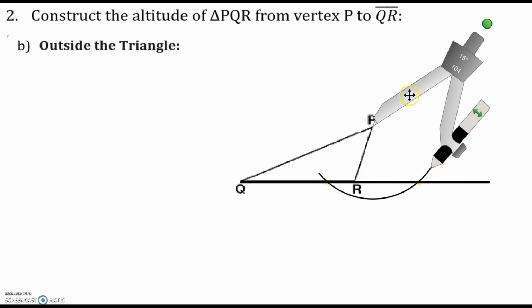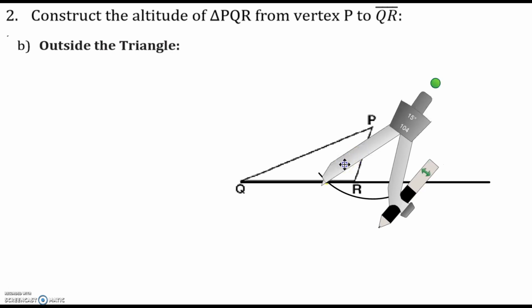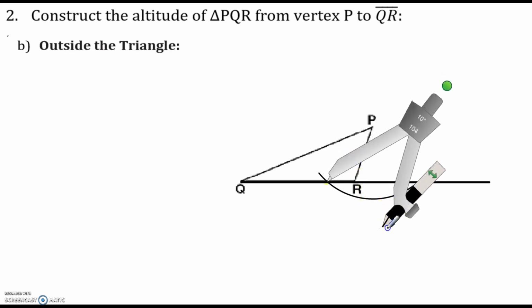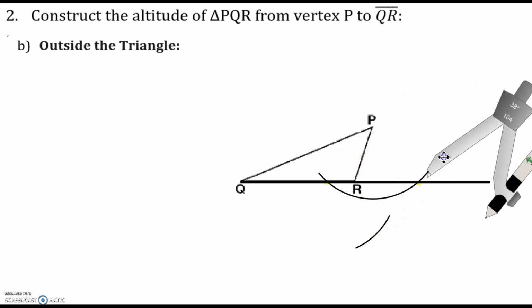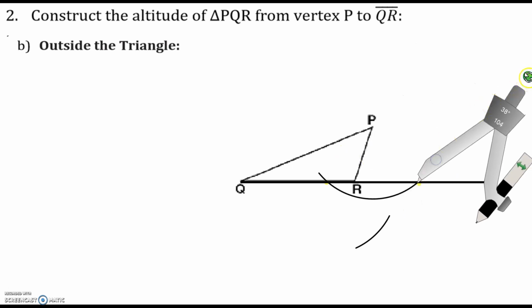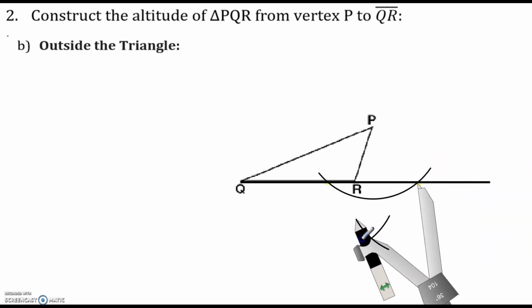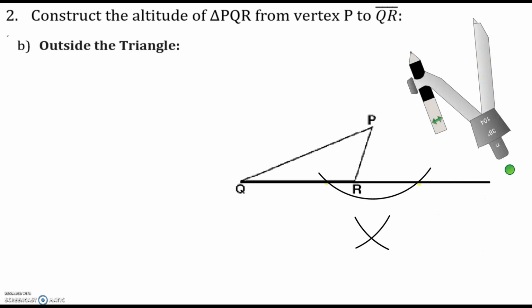And so then from those two intersections, you can draw your two arcs and then connect back to point P to get the altitude that you are looking for. All right, and this altitude is now outside of the triangle.